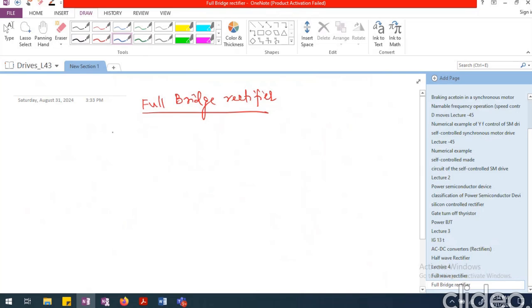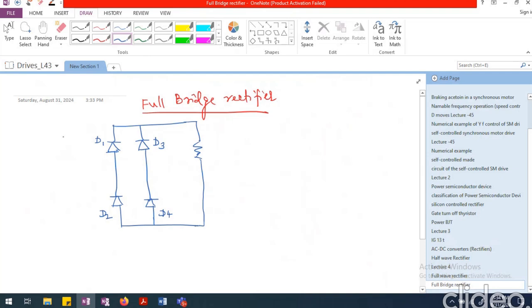So in the full bridge rectifier, what we are looking at is we will have 4 diodes connected together like this. Let me call this D1, this D3, this D2, and this D4. And let me complete the circuit here. So this can have just resistance, or resistance and inductance, or resistance, inductance and a voltage source. So you can have multiple types of configuration.